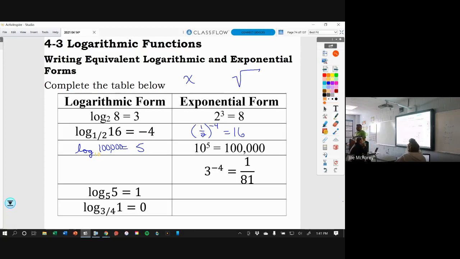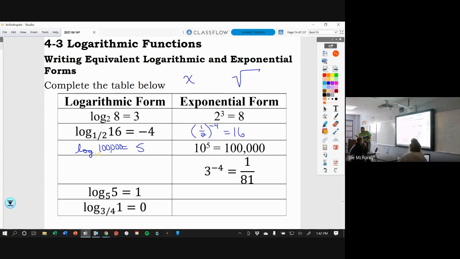Logarithms are kind of the same. If there is no number here, we will assume it's base 10. This is log base 2. This is log base 1/2. This is log base 10, but I'm not gonna write the 10. You would just write log 100,000. Log 100,000, done. If there's not a number there, we accept that it's base 10.